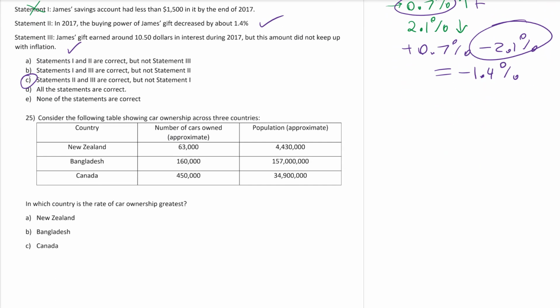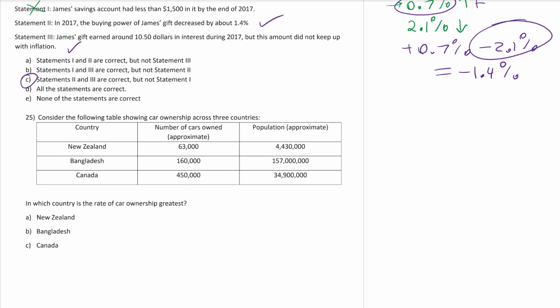All right, let's go ahead to number 25. Consider the following table showing car ownership across 3 countries. In which country is the rate of car ownership greatest? So you can calculate the rate of cars per person. Since it's talking about the number of cars owned, the one that has the highest rate will have the most cars per person. So you just have to divide all of these numbers, cars per people, this way, and notice they all have thousands, so you can cross out those 1,000 to make the calculation a little faster.